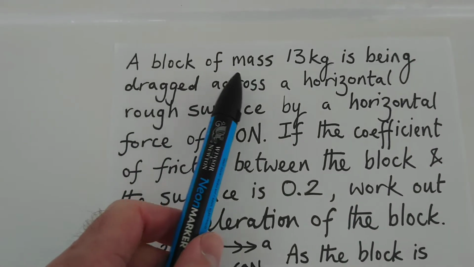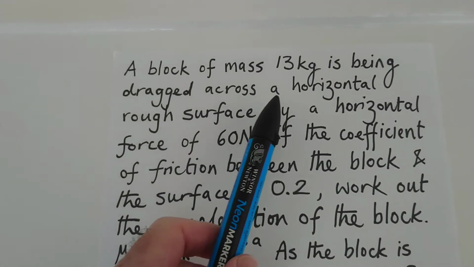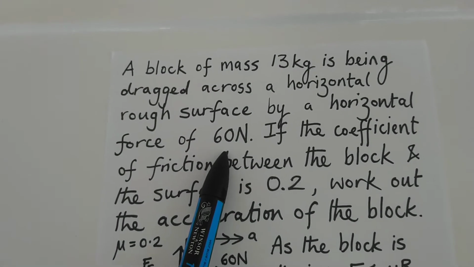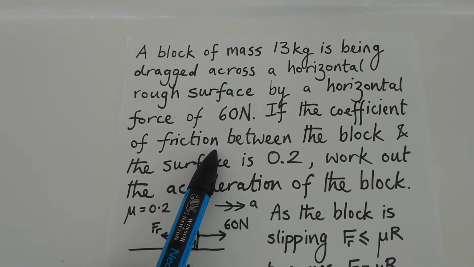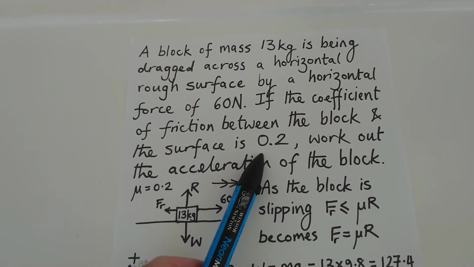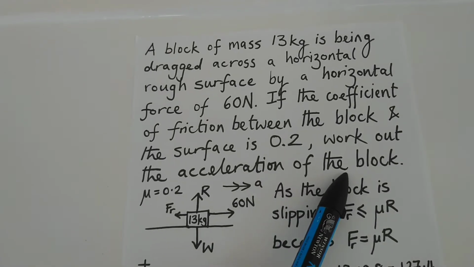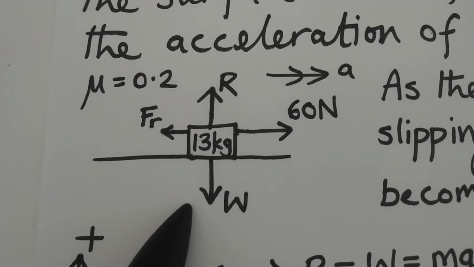A block of mass 13 kilograms is being dragged across a horizontal rough surface by a horizontal force of 60 newtons. If the coefficient of friction between the block and the surface is 0.2, then work out the acceleration of the block.